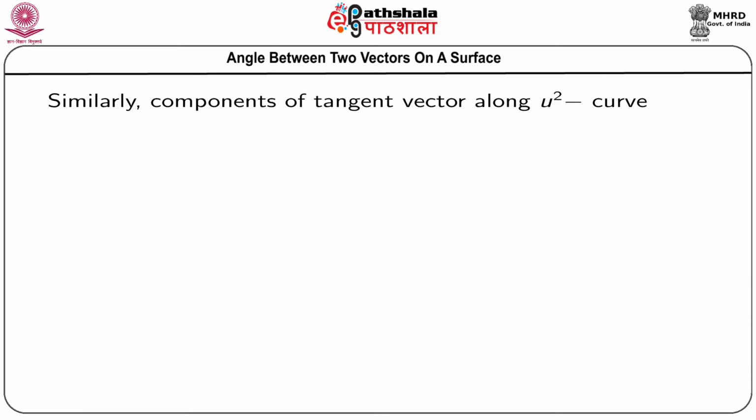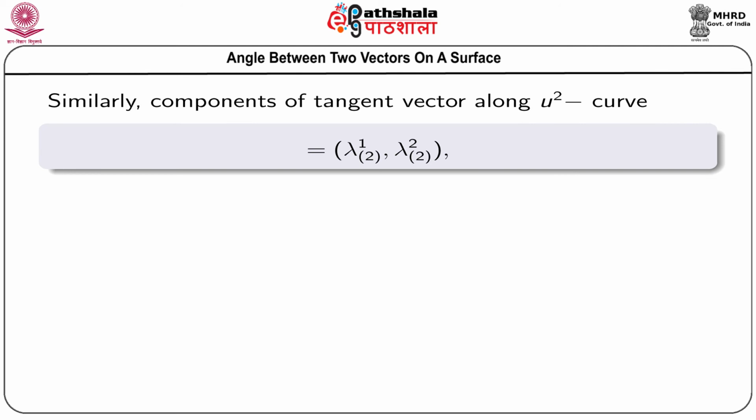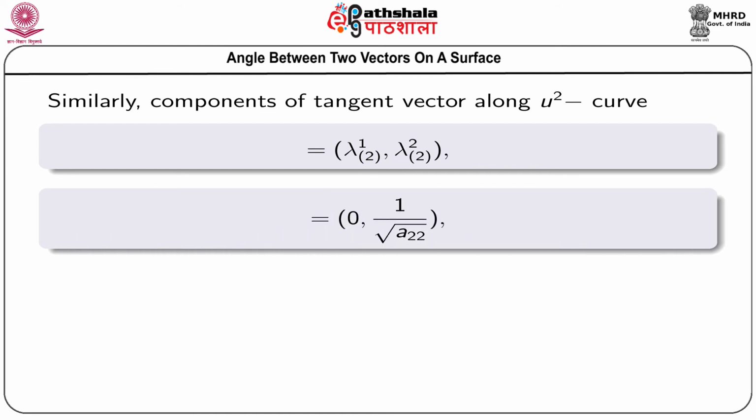Similarly, components of tangent vector along U2 curve, the same way lambda 12 and lambda 22, and this will become 0 and 1 by root a22, because here du1 is 0. So, du1 ds equals to 0 and du2 ds is coming to the value 1 by root a22.